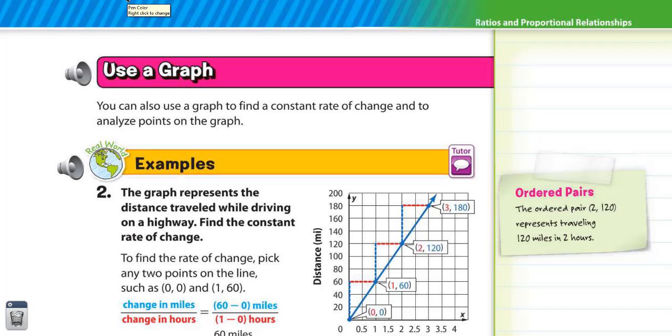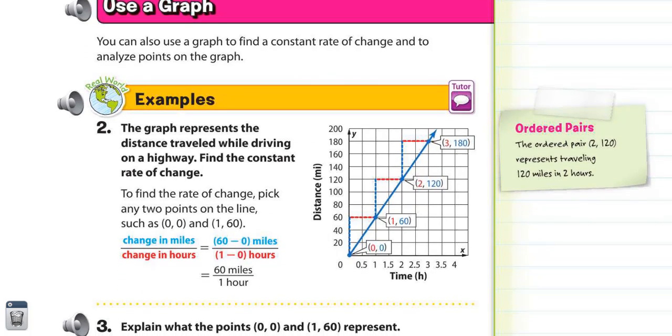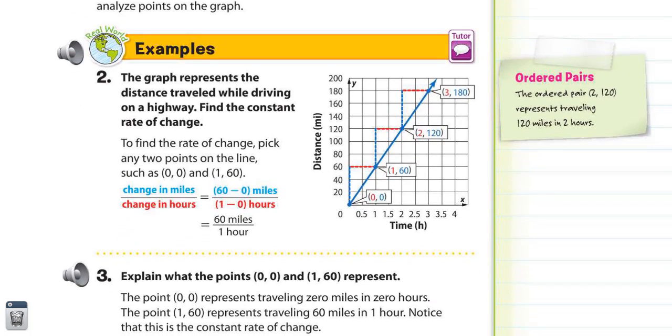A second way to look at a constant rate of change is by looking at a graph and seeing how the points on the graph change. Remember, we've talked about coordinate graphing. So let's take a look at example 2. Here's a graph that represents the distance traveled while driving on a highway. Find the constant rate of change.